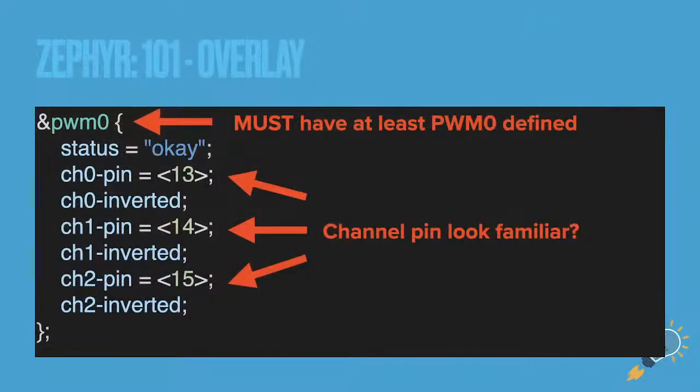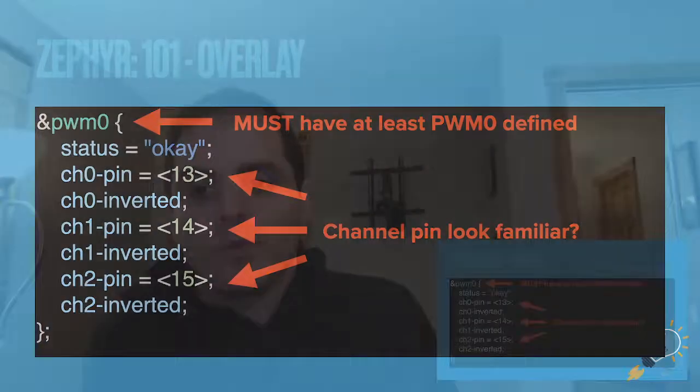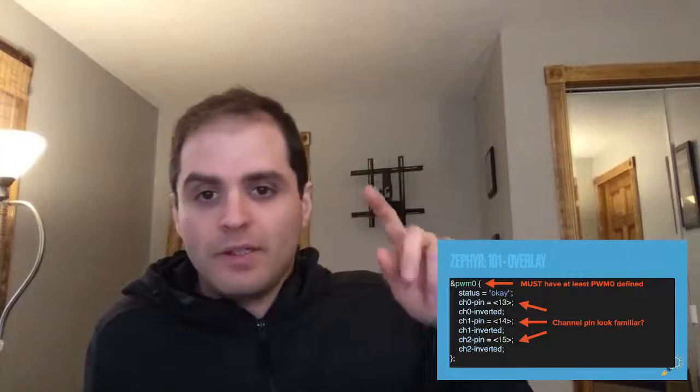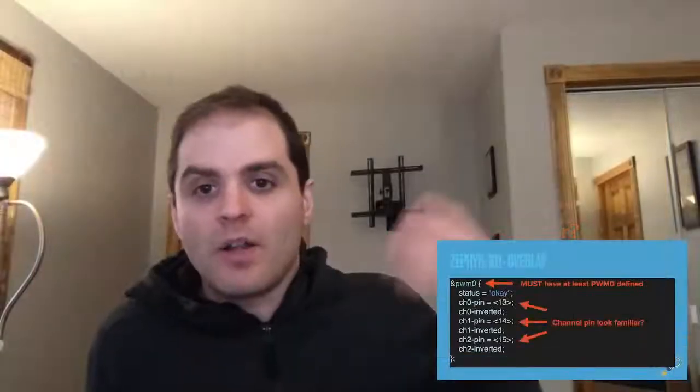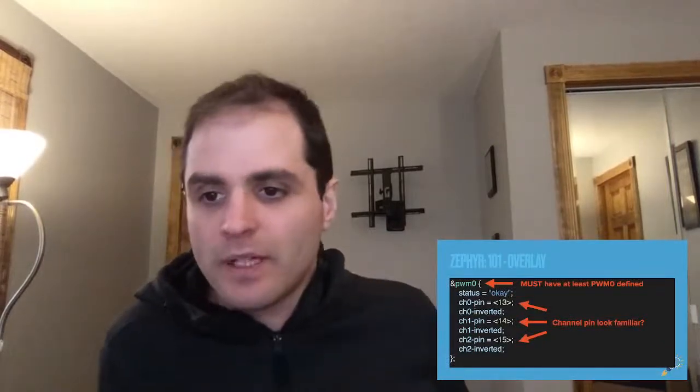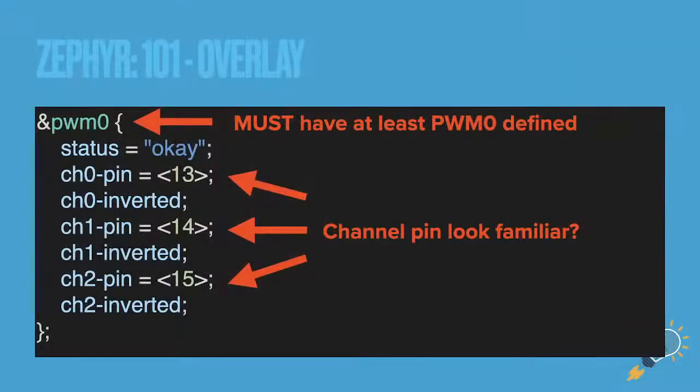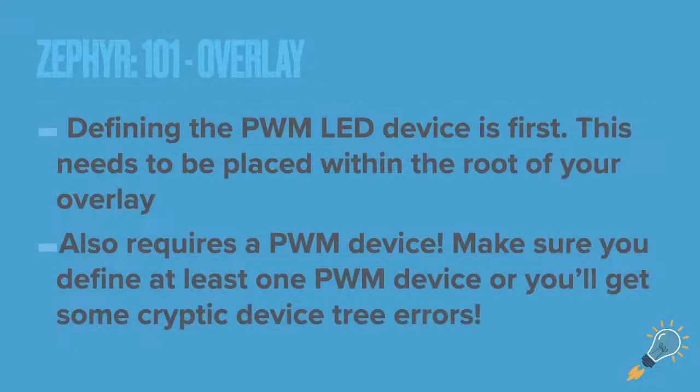You can see here the channels, which should look particularly familiar. The numbers there are the pin numbers, 13, 14, 15. By default, I think these LEDs are pulled through the NFET inside the device. So we just have to invert the channels. Otherwise, they're on by default. Just got to make sure that's fixed. So that's pretty much it for the overlay.